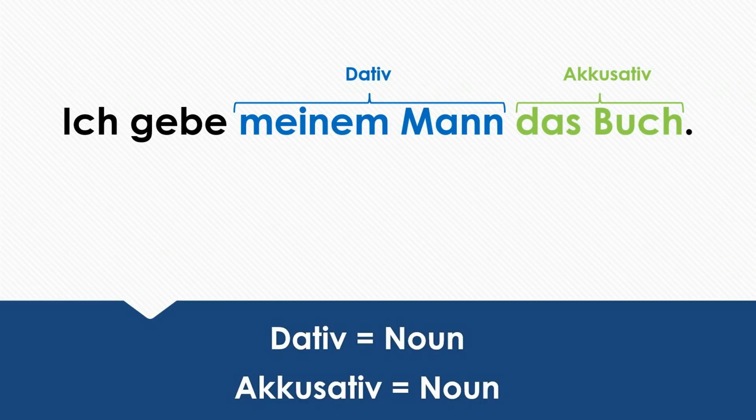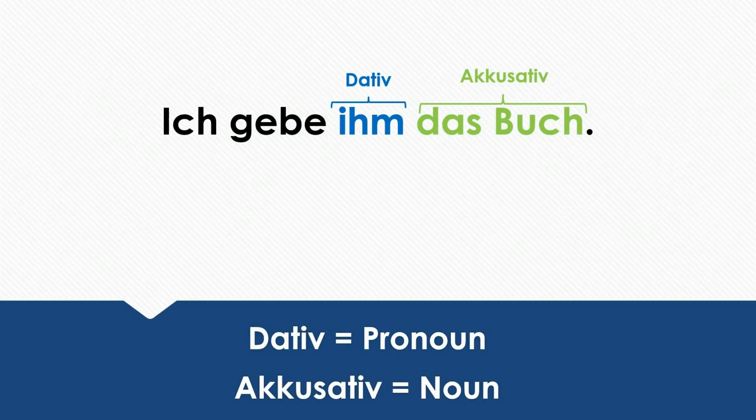Ich gebe meinem Mann das Buch. Meinem Mann is the indirect object. It's in the dative case. And das Buch is the direct object. It's in the accusative case. So first dative and then accusative. If the dative object is a pronoun, the structure is the same. Ich gebe ihm das Buch. First the indirect object and then the direct object.